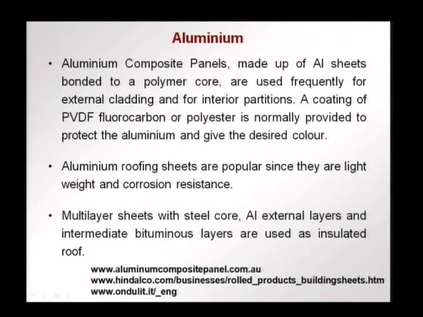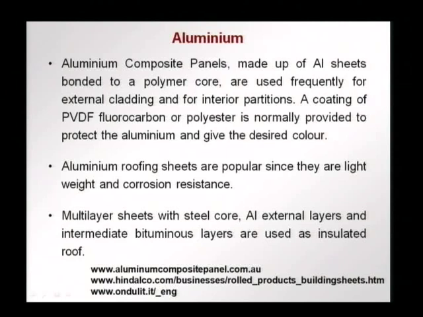Aluminum composite panels are again quite common nowadays. They are made out of aluminum sheets bonded to a non-aluminum, generally a polymer core. This is frequently used for external cladding and for interior partitions. And to protect the aluminum and to also give a color, a coating of a fluorocarbon PVDF or polyester is normally given, and this gives the finish and the desired color.